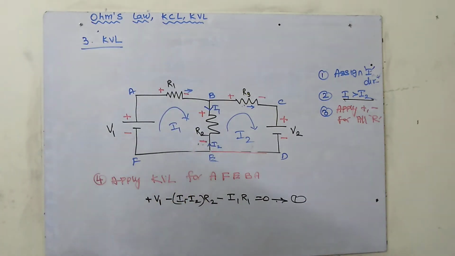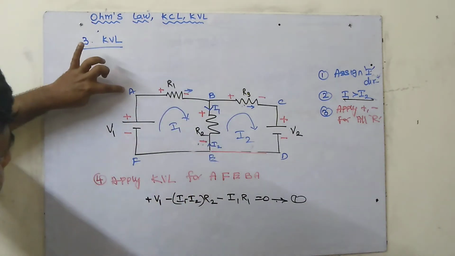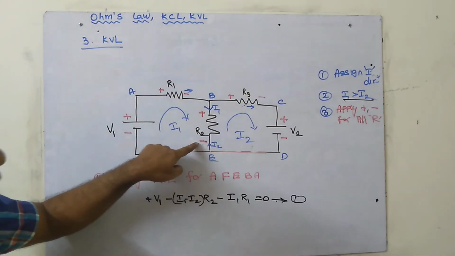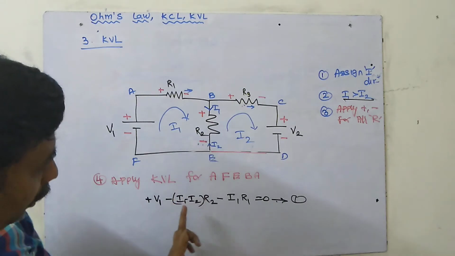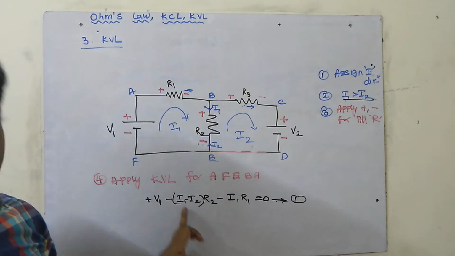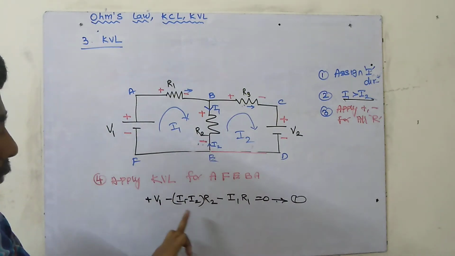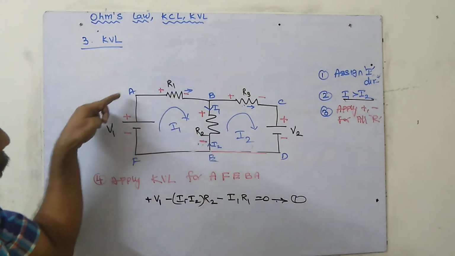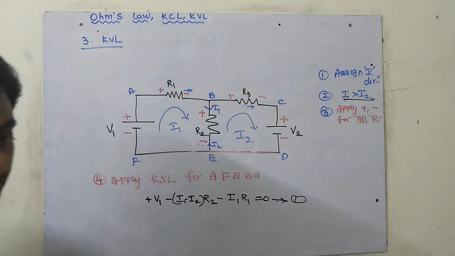Coming from here, I am applying plus V1, minus. We have assumed I1 is greater than I2, so it will always be I1 minus I2 only. Likewise, (I1 minus I2) into R2, minus R1, which is R1. What is the current flowing into this? I1, equal to 0.